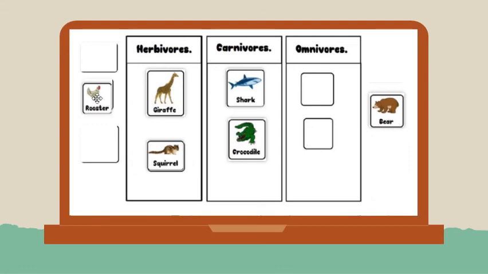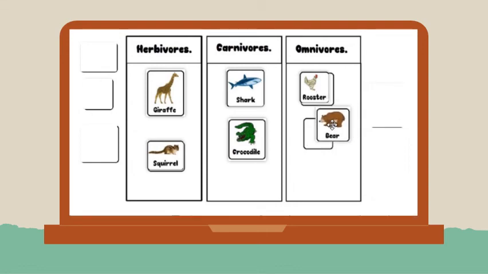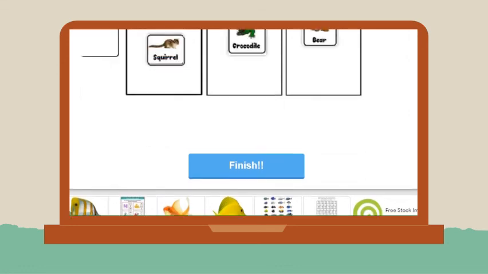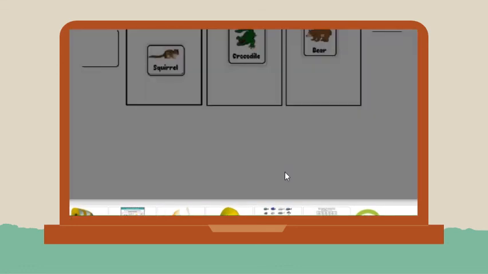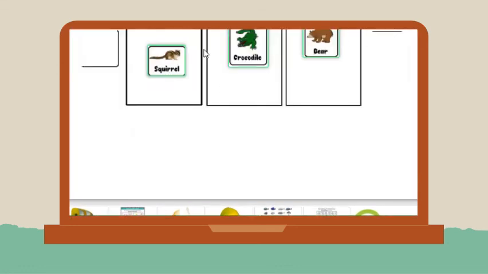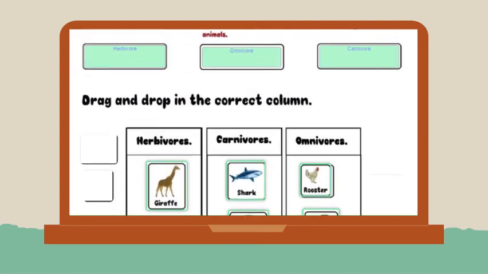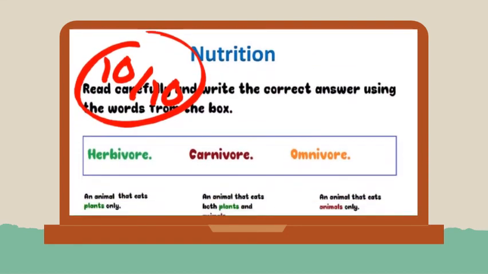Chickens eat seeds, but they also consume earthworms as food. So, chickens are considered omnivorous animals. Brown bears too. Brown bears consume fruits, but they also eat fish. Let's check all of the answers. Correct answers. We got a full mark.